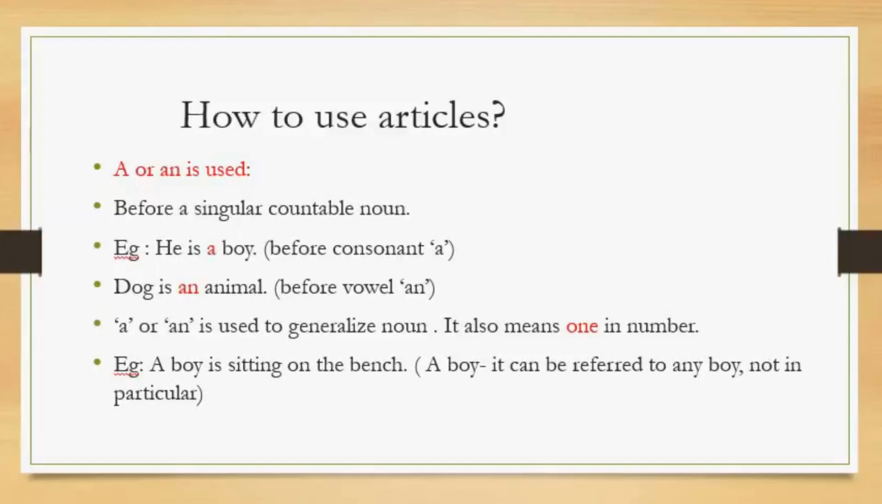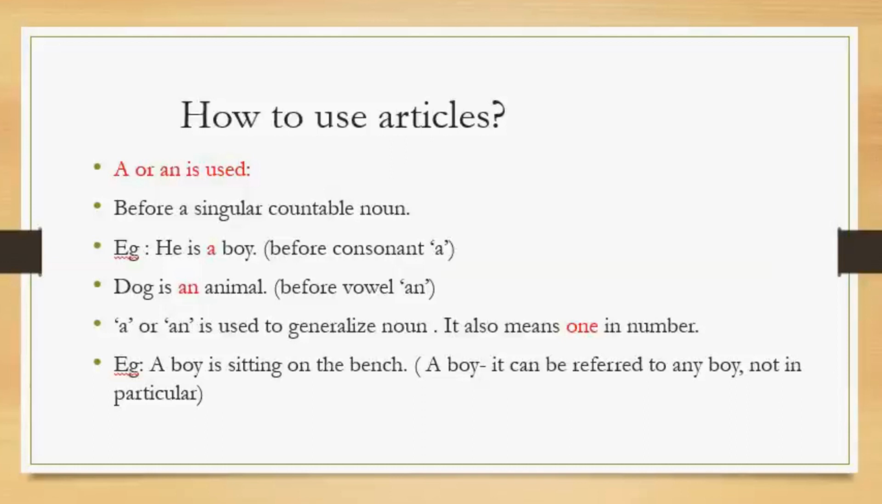How to use articles? A or an is used before a singular countable noun. So what is a singular countable noun? The thing which can be counted and it is a noun. Then we use article a or an.